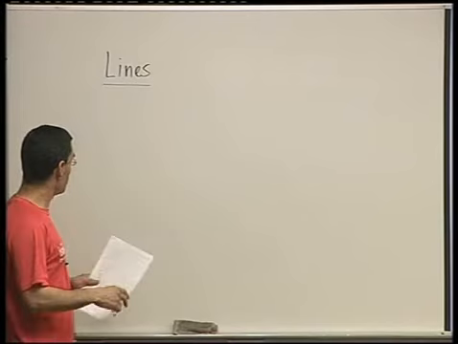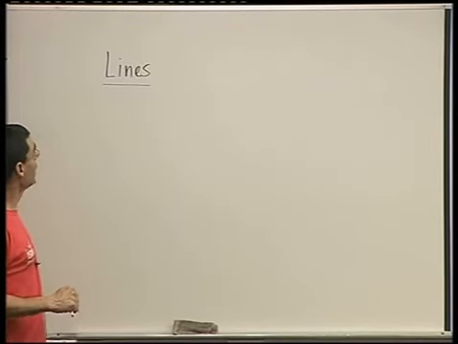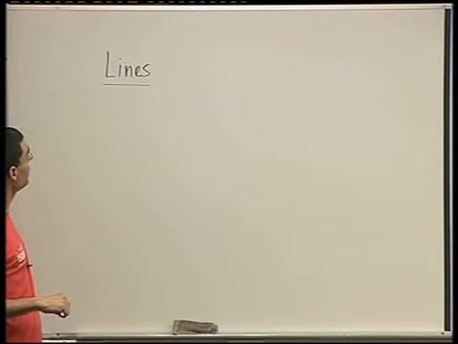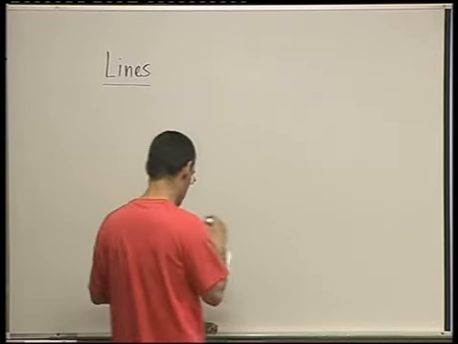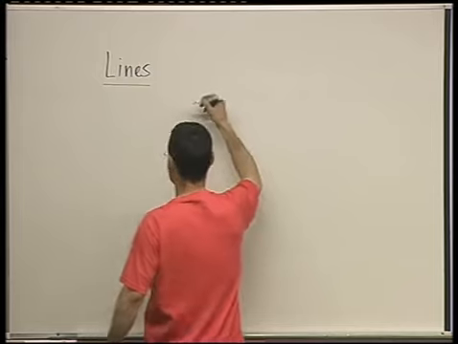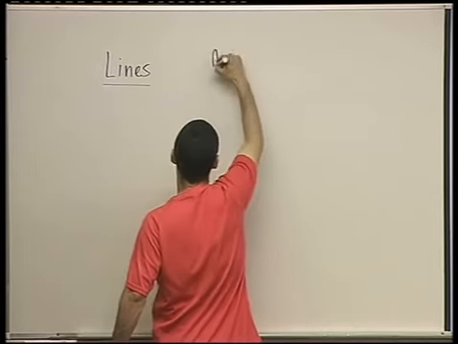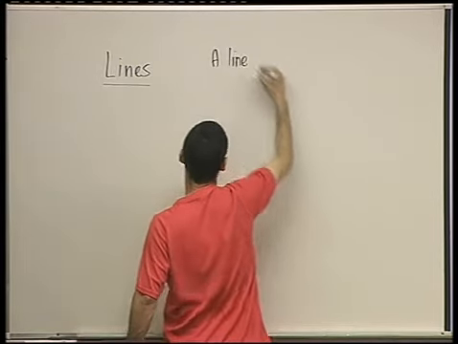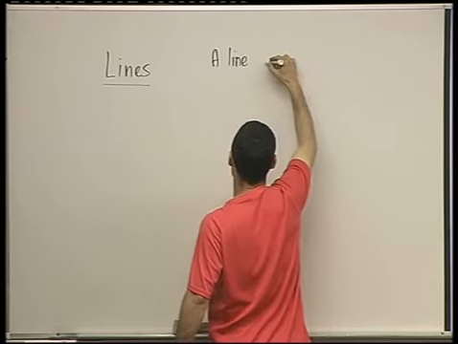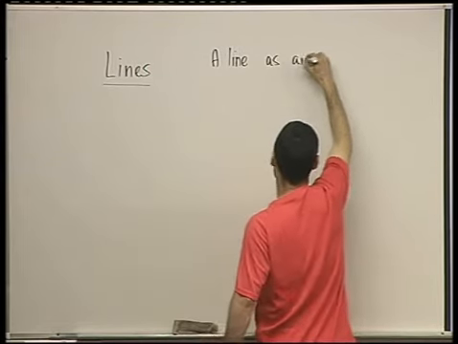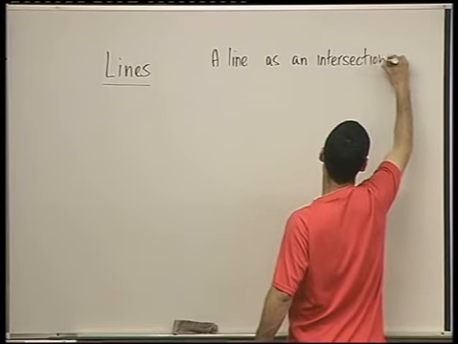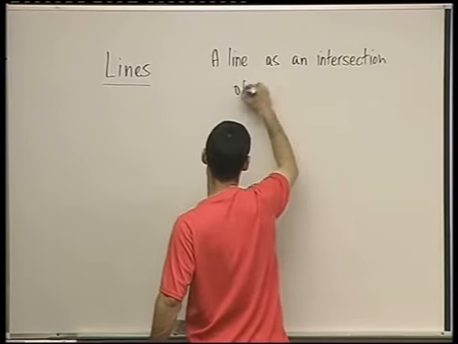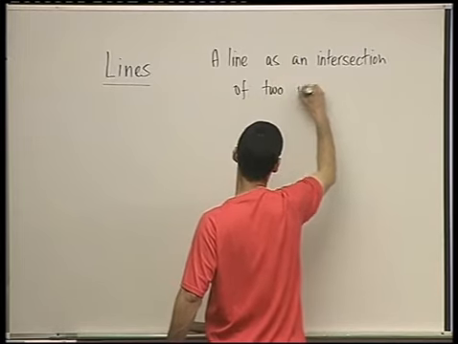Okay, so we want to continue our discussion about lines, and the first thing we want to do is find yet another way of expressing a line. And it's going to be the following way. So maybe the title is going to be a line as an intersection of two planes.